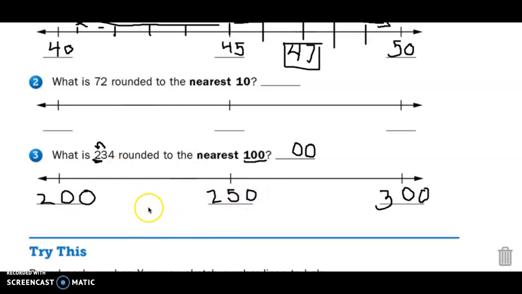Now, when I make my tallies, think about them as tens. This would be 200, 210, 220, 230, 240, 250, 260, 270, 280, 290, 300. So where would 230 be? Or 234, excuse me. Well, we said 200, 210, 220, 230. It would be just a little bit past the 230, right? So about 234.